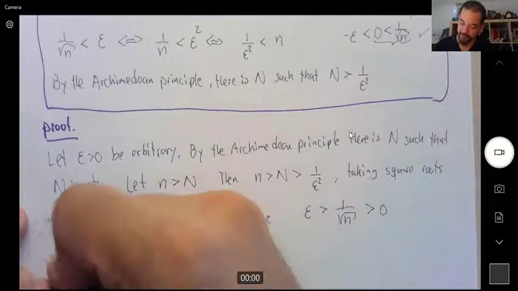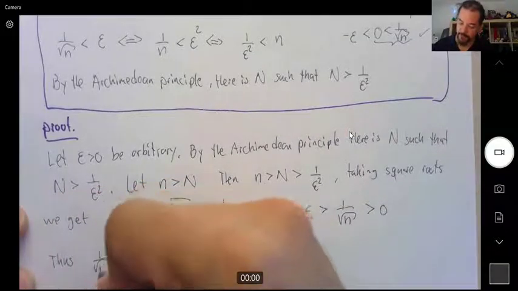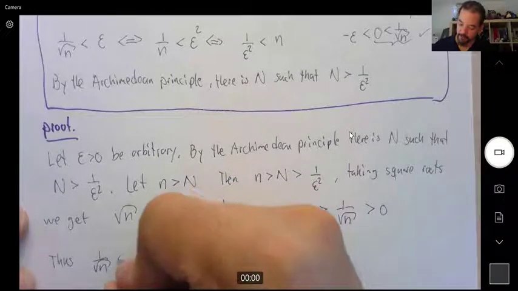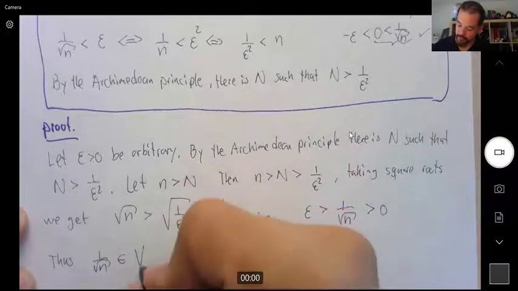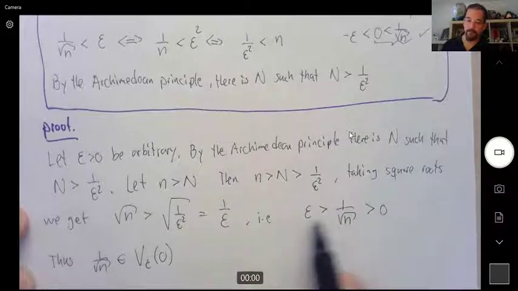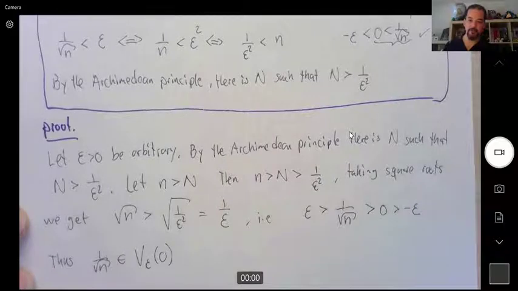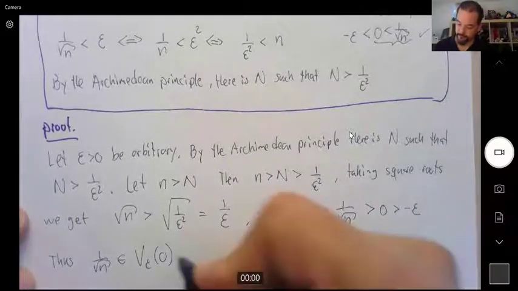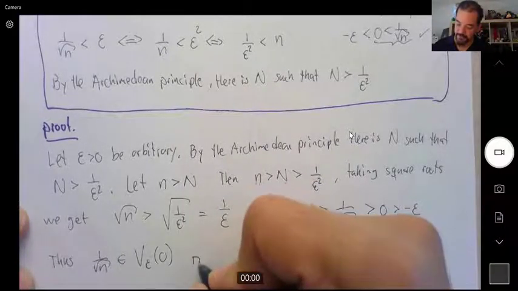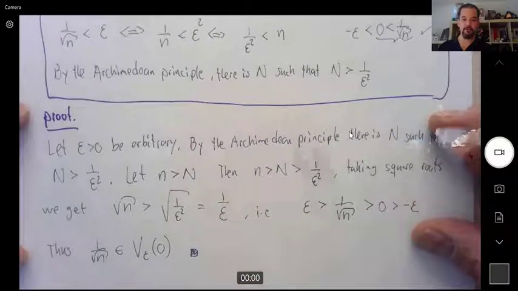So thus, 1 over root n belongs to the epsilon neighborhood around 0, because it's between negative epsilon and epsilon, right? If you want, you can write the negative epsilon here. It's not going to hurt. And that's it. You see how short this is? It doesn't look difficult at all.